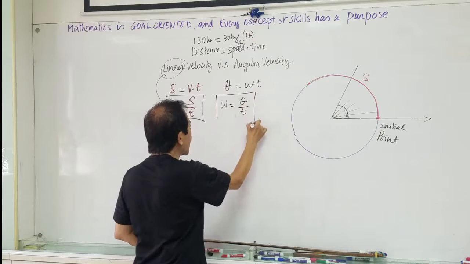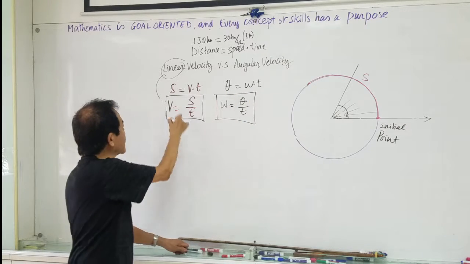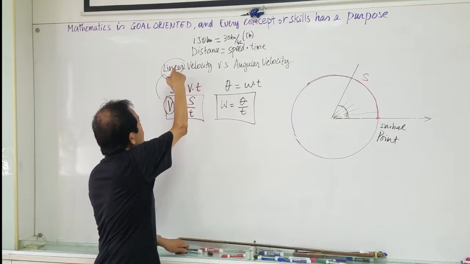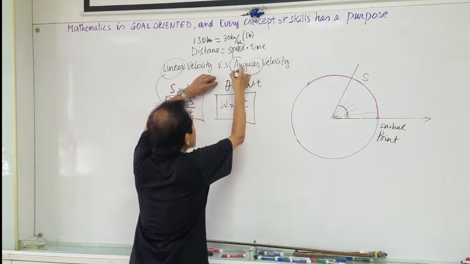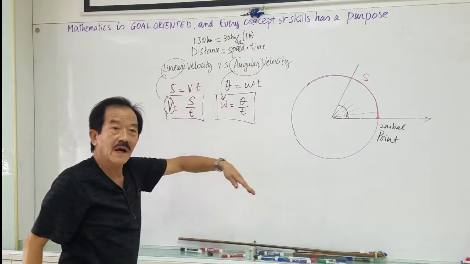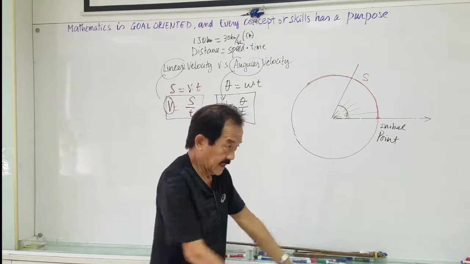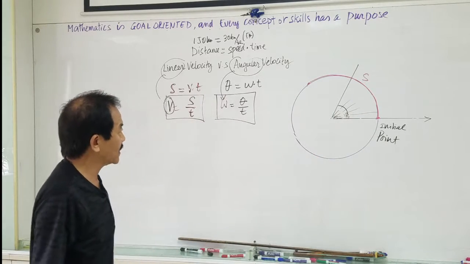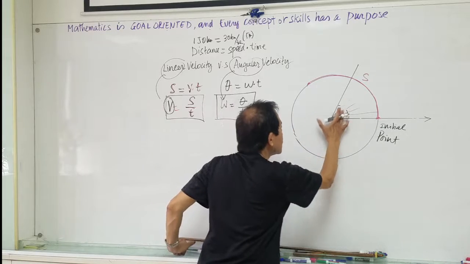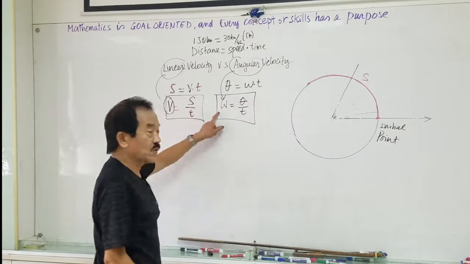So we have two types of velocity. One is linear velocity here, and the other is angular velocity. How fast the angle changes depends on how fast the point is moving, just like the speed you go on a straight line. Okay. So the next one, we're going to try to connect them together.